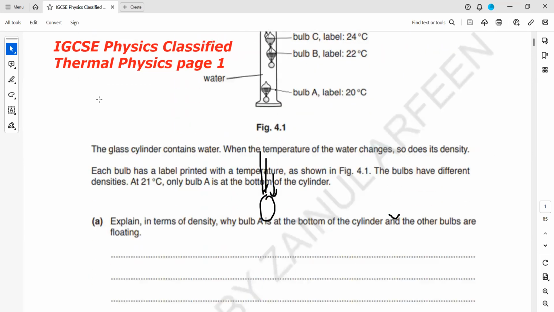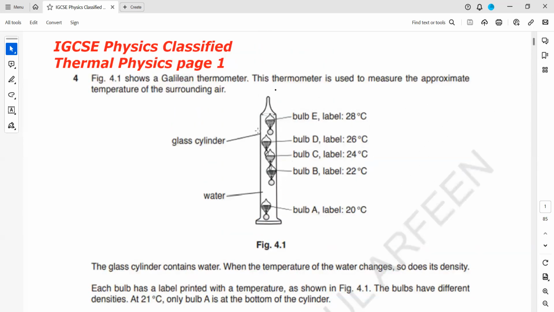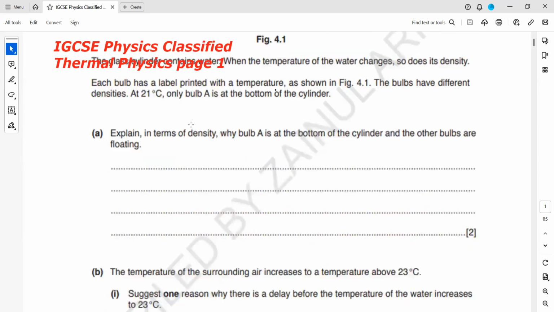So the first part: explain in terms of density why bulb A is at the bottom of the cylinder and the other bulbs are floating. So what is the reason for that? What can you conclude from this? You can say the density of bulb A is greater than the density of the water. That's why it sinks. The density of the other bulbs is less than the density of the water, that's why they are floating.